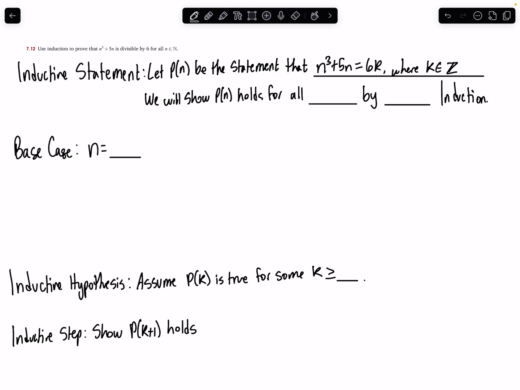That is 6 times 1. That would be 6. 6 is divisible by 6. 12, 6 times 2, divisible by 6, and so forth.